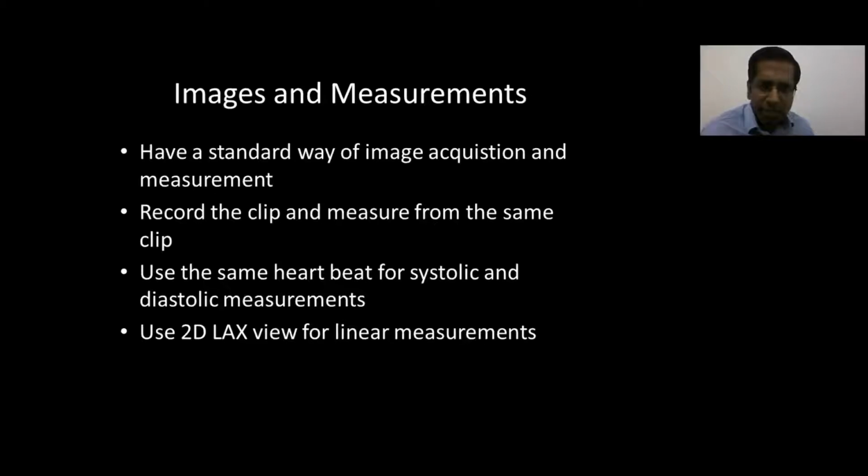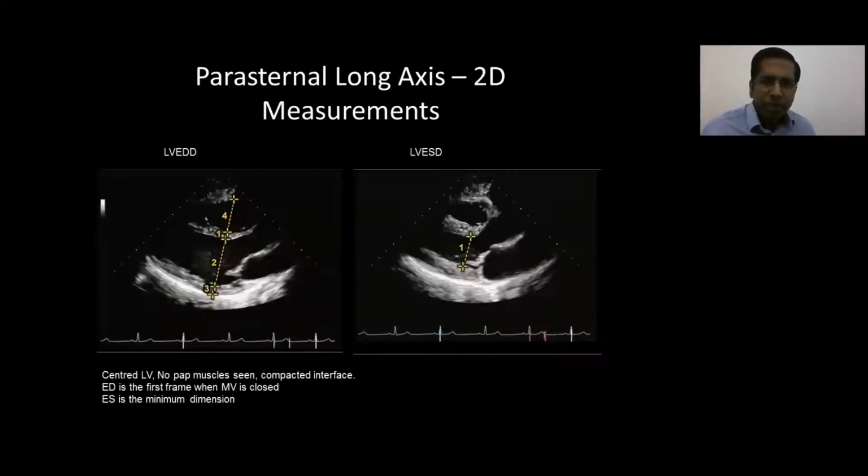The other thing is to also use the same heartbeat for systolic and diastolic measurements. So that is also important to note. It is not advisable to use systolic measurements in one beat and change it and do the diastolic measurements in another beat. And the long axis views are what is used for linear measurements, that is your wall thickness, your septum, your ventricular dimensions, all that is from the long axis view. Now coming back to this, everything is from the guidelines, so you can go back and refer at the end of this. So these are long axis 2D measurements.